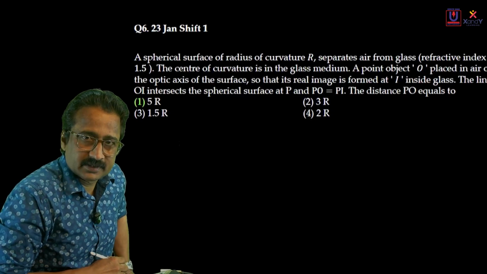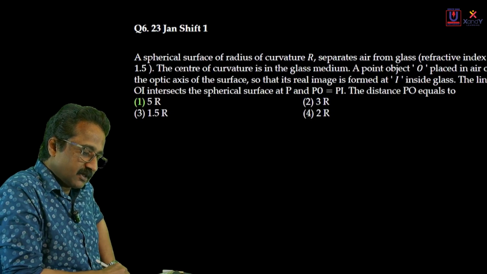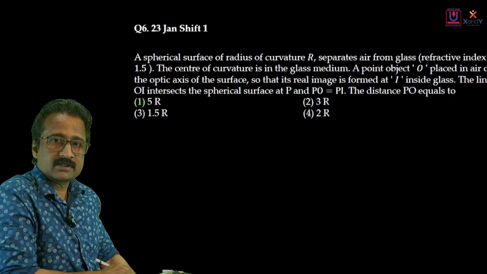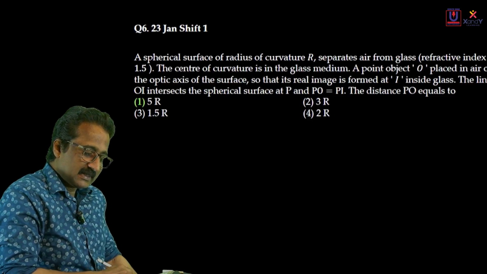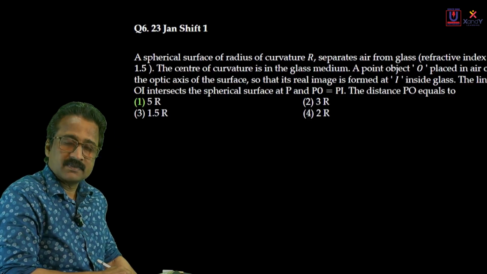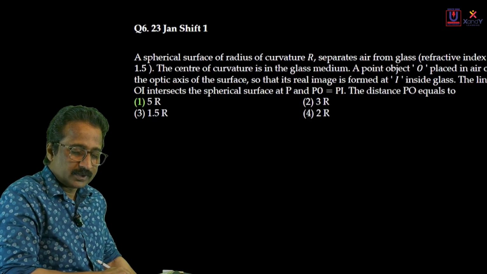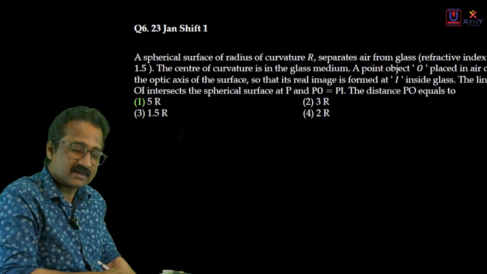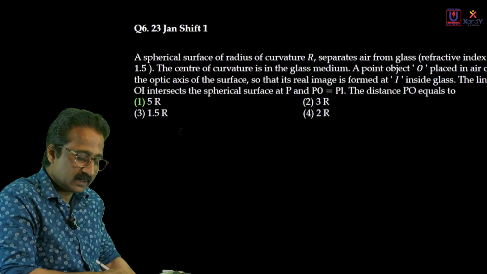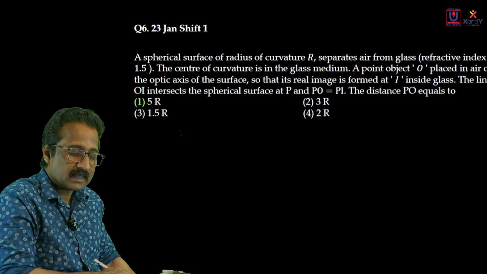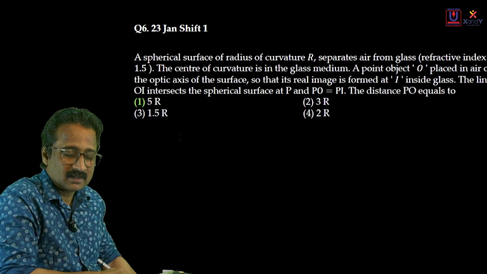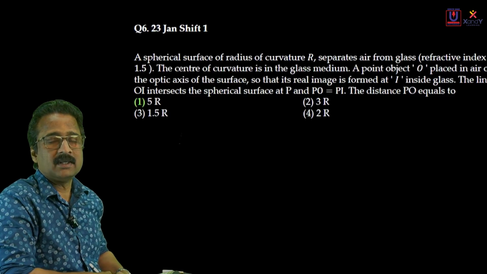Let's move on to the next question. A spherical surface of radius of curvature r separates air from glass with a refractive index of 1.5. The center of curvature is in glass medium. A point object O is placed on the optic axis of the surface so that a real image is formed at I inside glass. The line OI intersects the spherical surface at P and PO is given to be equal to PI. Then the distance PO is equal to.